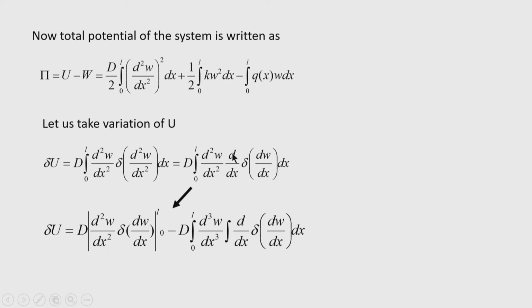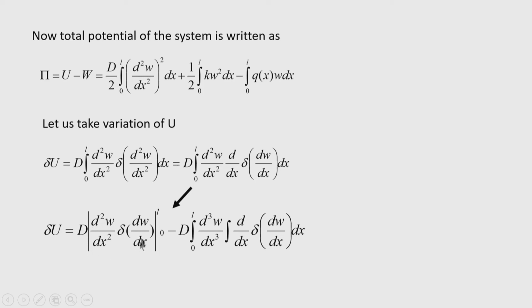So, the differential operator and the variational operator are interchanged. So, it is written as d by dx of the variation of dw by dx. After writing this, the integration process has started. So, the first integration is yielding this result, that is, if I follow the integration by product rule, then the first function into integration of the second function.